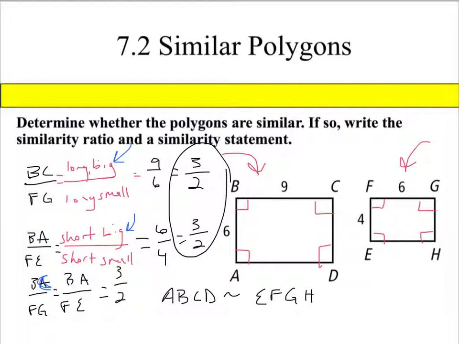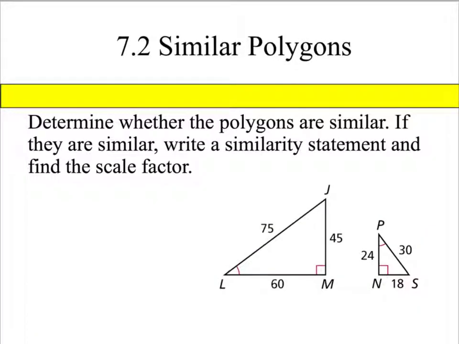So that is my similarity statement right here, and I have my similarity ratio right here. Awesome. Okay, so let's try another one. So this next one, I'm just going to go through the directions. It says, determine whether the polygons are similar. If they are similar, write a similarity statement and find the scale factor. And what this scale factor is, that's just another name for your similarity ratio.